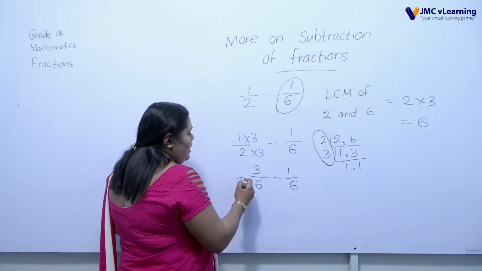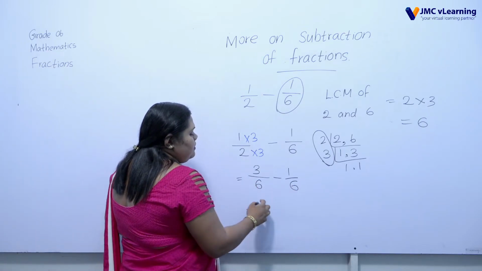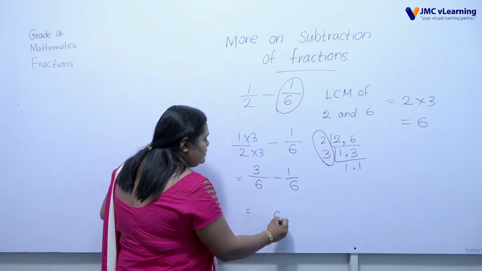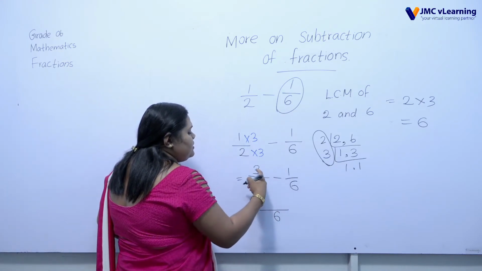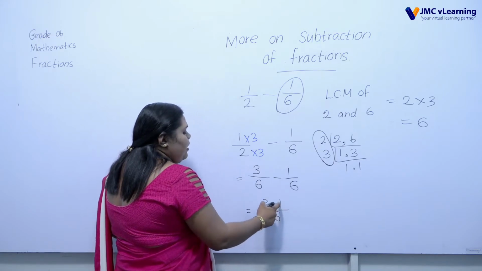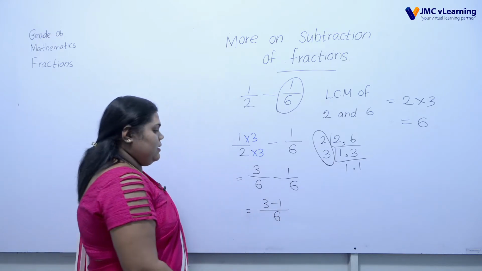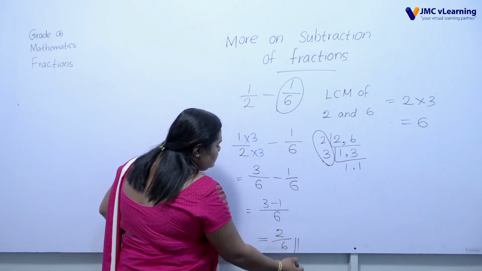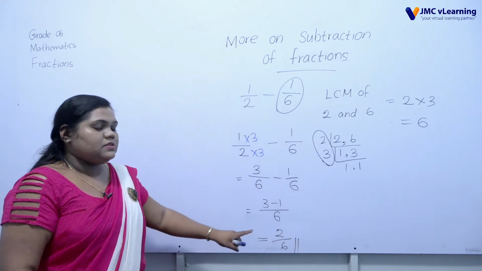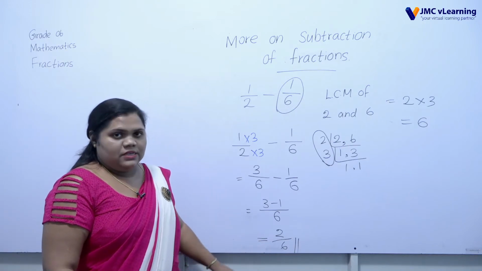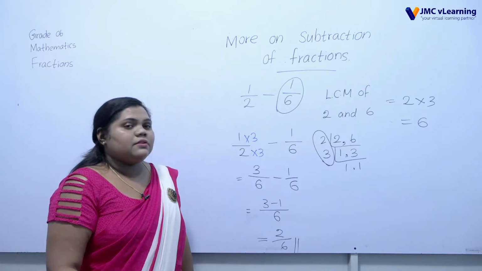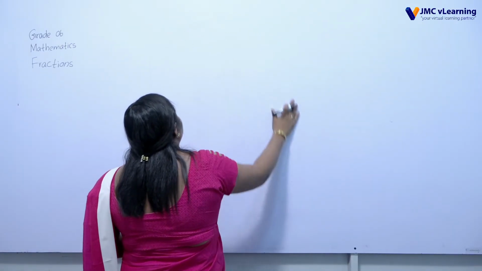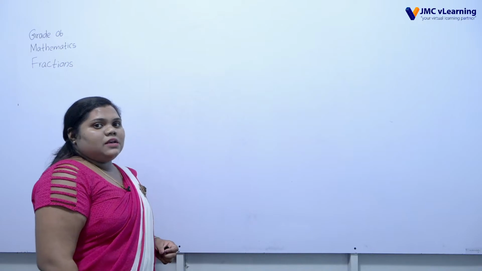Okay, now both the fractions have the same denominator, so you put 6 and after that you subtract the numerators. 1 subtracted from 3. So what is the answer? 2 and 6. So we can call this one 2 out of 6. Okay children, are you clear? Okay, now I'll give some examples.